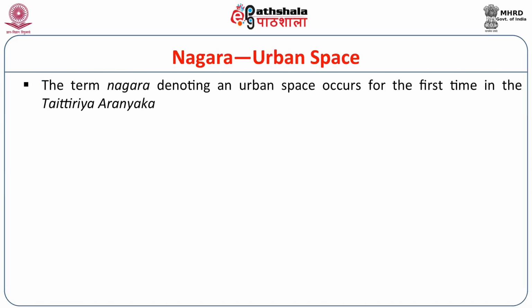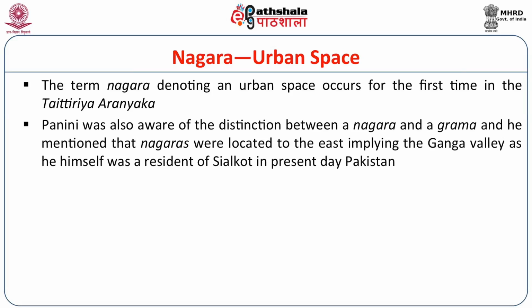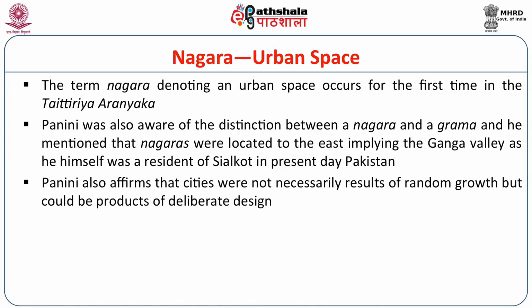Now, about the nomenclature: by what names were the urban centers known in our textual and epigraphic records? We have the term Nagara, which denoted an urban space, and which occurs for the first time in the Taittiriya Aranyaka. Then we know about Panini, who can be dated definitely around the 5th century BCE. From his writings we know that he was aware of a distinction between Nagara and Grama, and he mentioned that Nagaras were located to the east, implying the Ganga valley, as he himself was a resident of Sialkot in present day Pakistan. Panini also affirms that cities were not necessarily results of random growth, but were products of elaborate design.